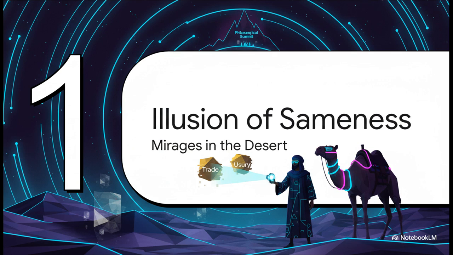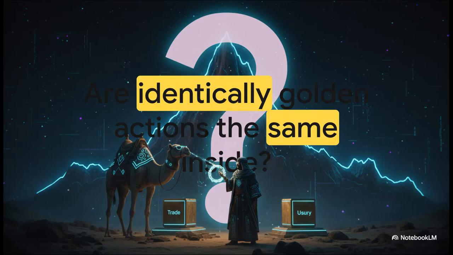We're beginning our climb in a place where mirages of logic regularly trick the untrained eye. Think about this for a second. If two actions look identically golden on the outside, are they truly the same on the inside? This right here is our core problem. If you rely purely on formal identity logic, the kind of thinking that just stares at static surface-level traits, you might look at two actions and think, yep, exactly the same. You judge them by their shape or what they do right this second.